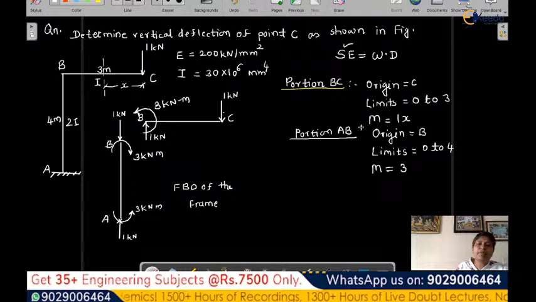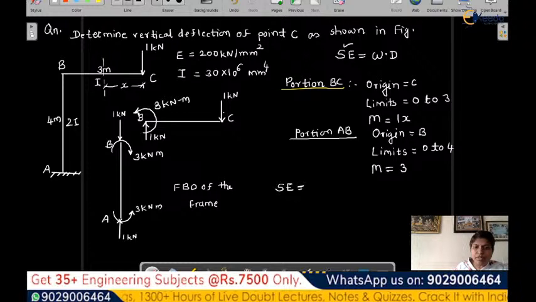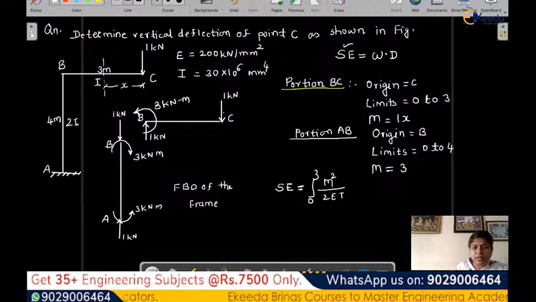That's it. Once we have written it, then we have to substitute in the strain energy equation. So the strain energy equation is, first, for the part 0 to 3, because this is 3 length. So for the BC portion, it is M square by 2EI.